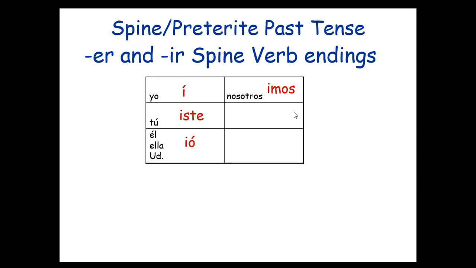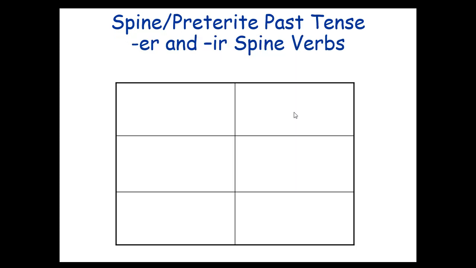Nosotros, imos. Vosotros, isteis. And ellos, ellas, ustedes, ieron. And these are both for ER and IR verbs, so it makes it easier to remember. There's only two sets of endings. Now to use it in action.